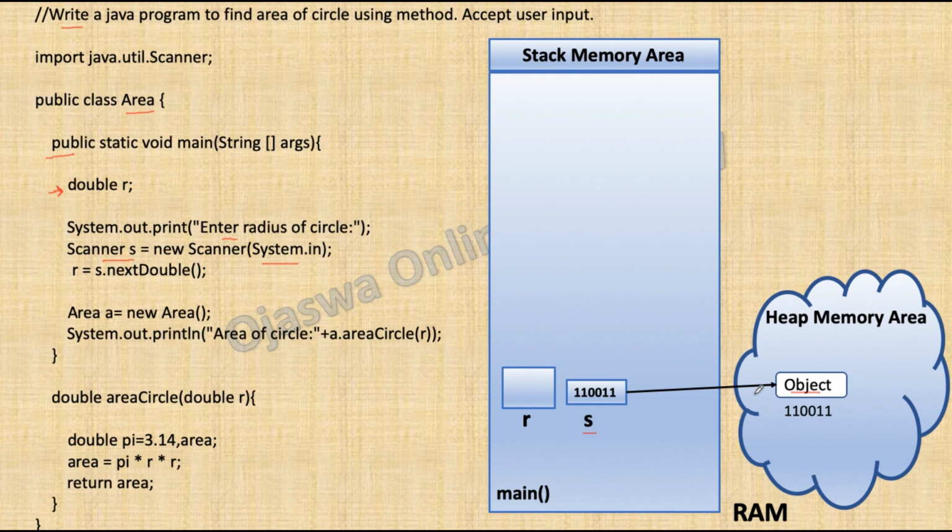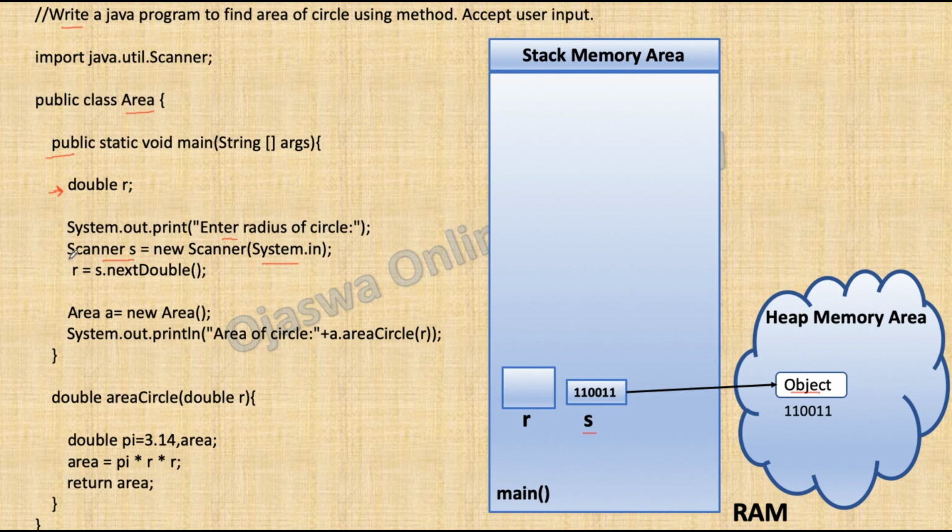So what really gets assigned to reference variable S is not the object, but the address of the object gets assigned to the reference variable S. So suppose the address of the object is 110011. This will be stored inside the reference variable S. So S does not contain the actual object, it contains the reference to the object.